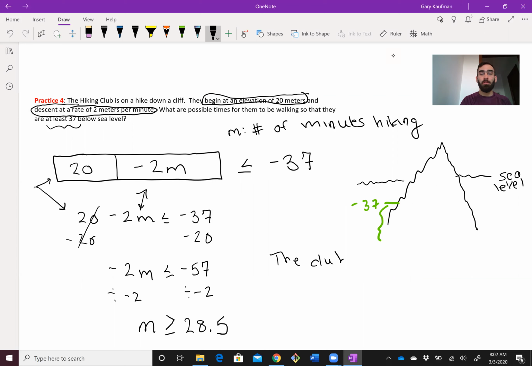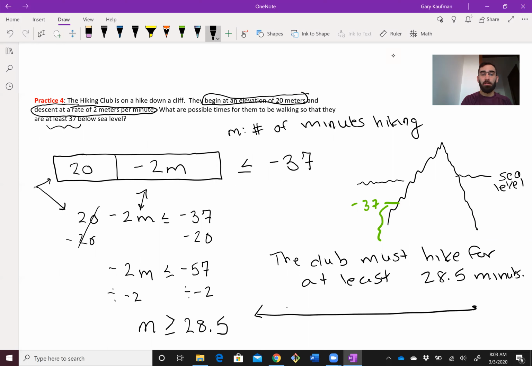the club must hike for at least 28.5 minutes. We'll go and graph this. I'm going to go by 6, 12, 18, 24, 30. Use a different color to say that this right here is 28.5. Another closed circle, greater than or equal.